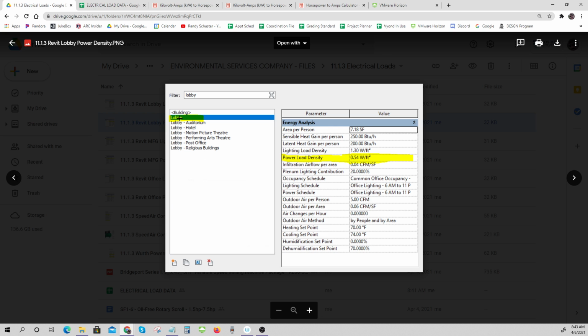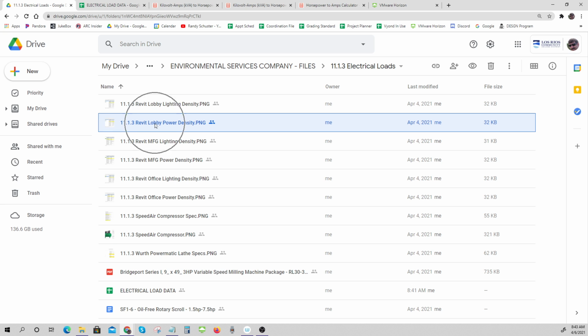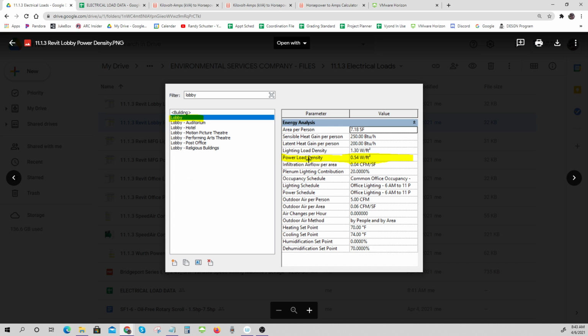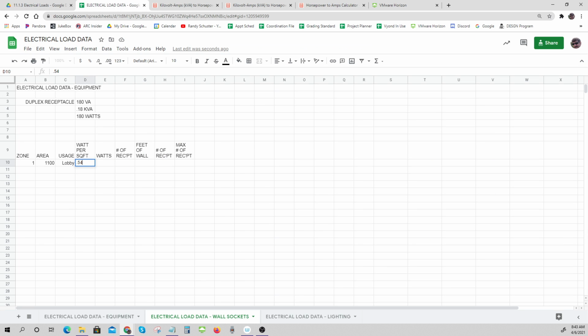Now, I've taken those numbers for you. Here it is, Revit lobby power density. Lobby, power density, that's your plugs, 0.54 watts per square foot. So 0.54 watts for every square foot. The number of watts equals square feet times watts per square foot, 594. So how many receptacles do I need? Each receptacle is 180 watts, about. So I'm going to say it equals 594 divided by 180. I need 3.3 for that whole area. So that's one way of calculating.